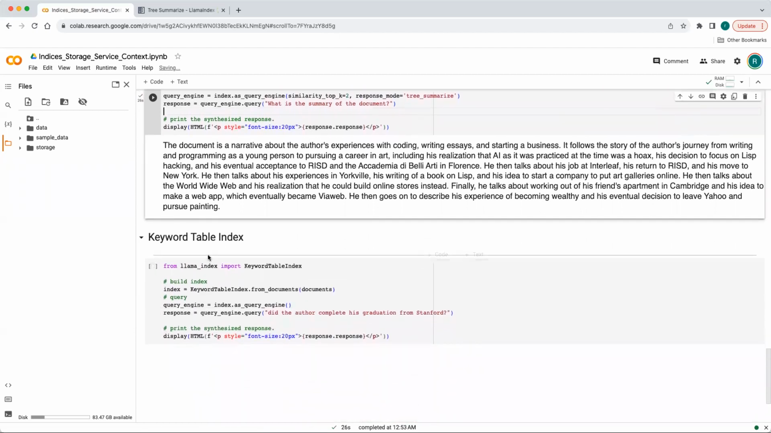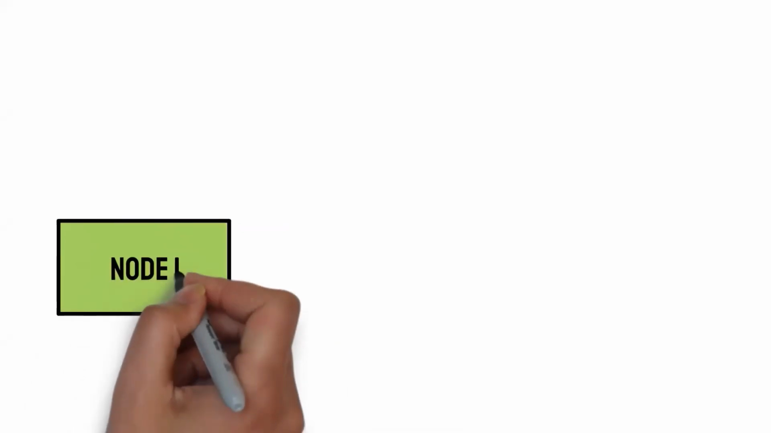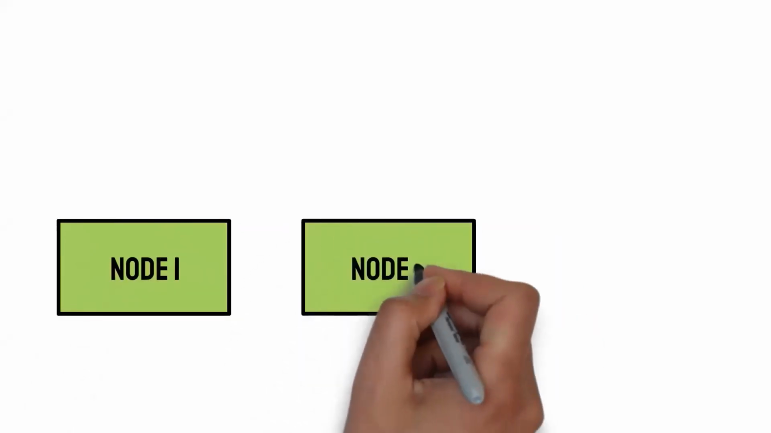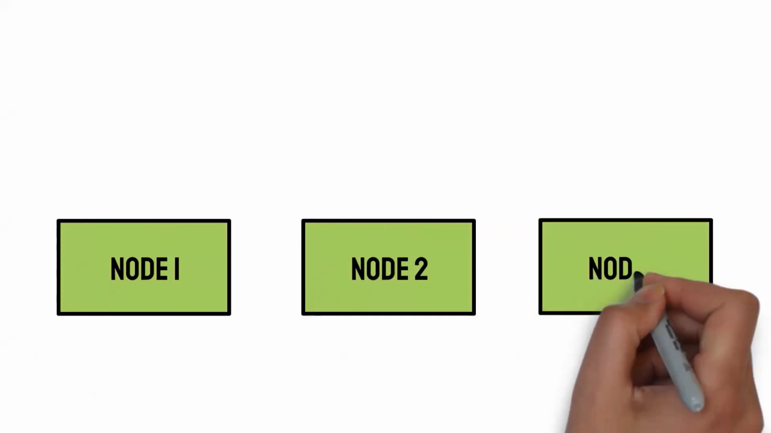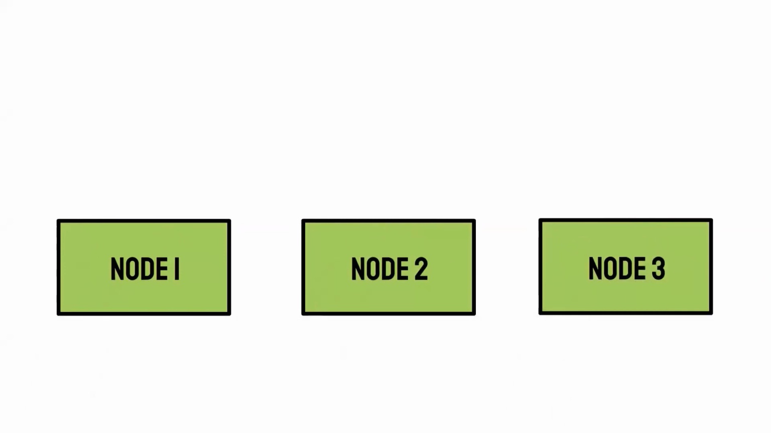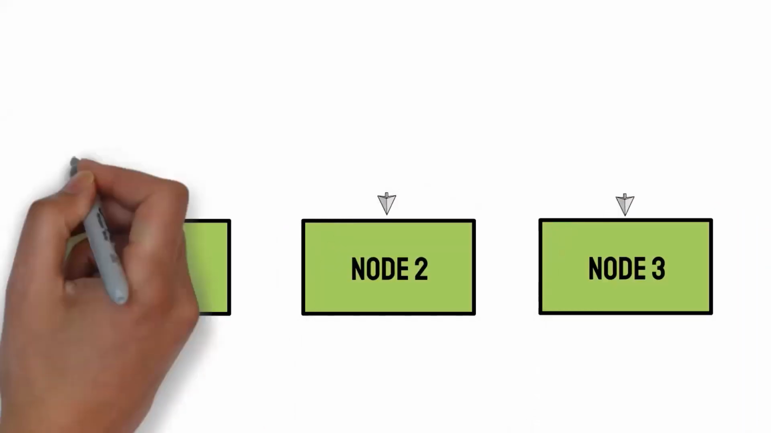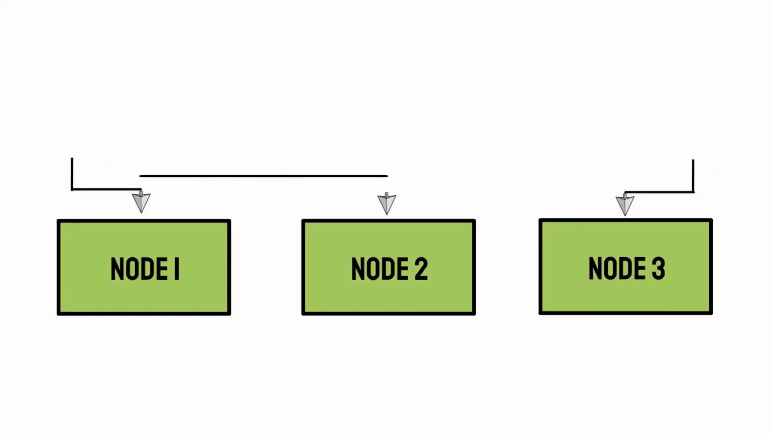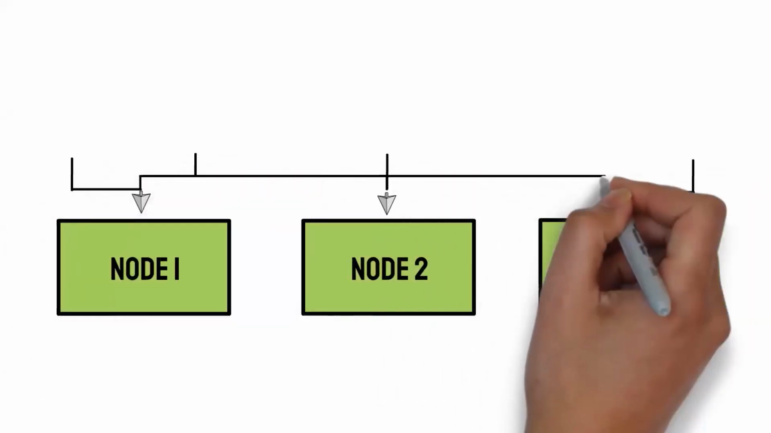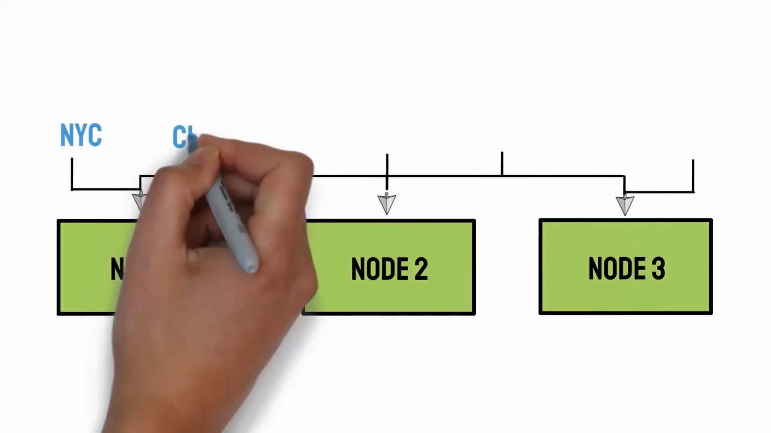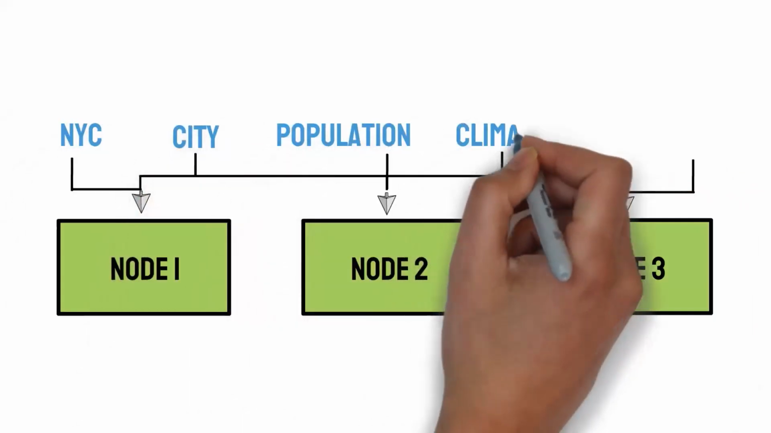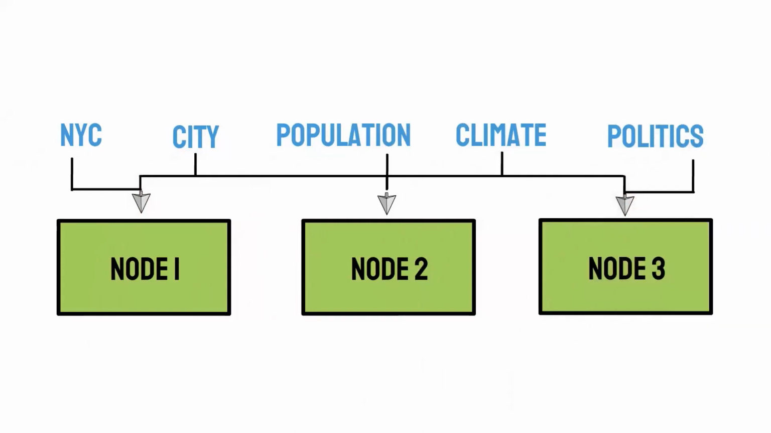So the final thing is keyword table index. Let's first understand what a keyword table index is. In a keyword table index, it extracts keywords from each node and constructs a mapping from each keyword to the corresponding nodes that contain that keyword. So here there are 3 nodes, and we extract all the keywords from each of these 3 nodes, say NYC, city, population, climate, and politics. And all these keywords are mapped to their respective nodes from which they have been extracted.